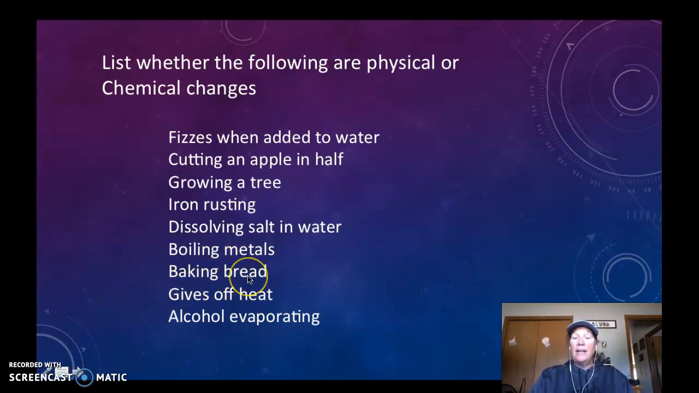If you bake bread, that's chemical. Any type of cooking, baking, whatever, because there's going to be a change. Okay, the yeast reacts and produces carbon dioxide, your bread rises and all that. That's a chemical. Gives off heat. If you give off heat, you're burning. So that has to be chemical. And evaporating, again, that's just a phase change. So that would be physical.